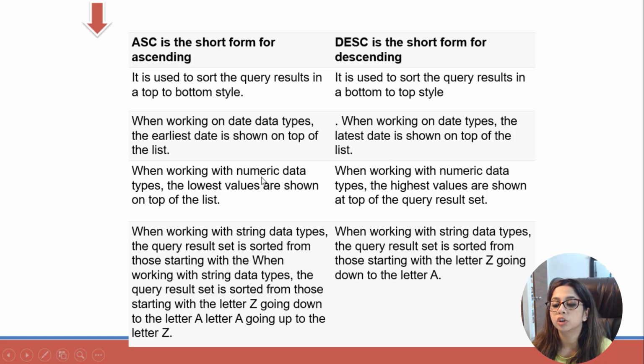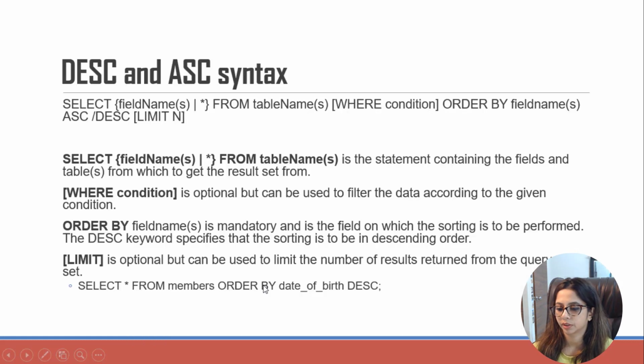Now, when working on numeric data types, the lowest value will be on the top. That is understandable, because in ascending the smallest value will be on the top and then it will be increasing, and descending will be vice versa. For string data types, it will be alphabetical based on the ASCII value that we have already discussed. Here are the syntaxes which we have already seen in our tables. You have to remember that order by is the last clause which we'll be using, even after group by, if at all we are using group by. If we aren't, then it's select star from table name, where condition if you want to use it, and then order by.